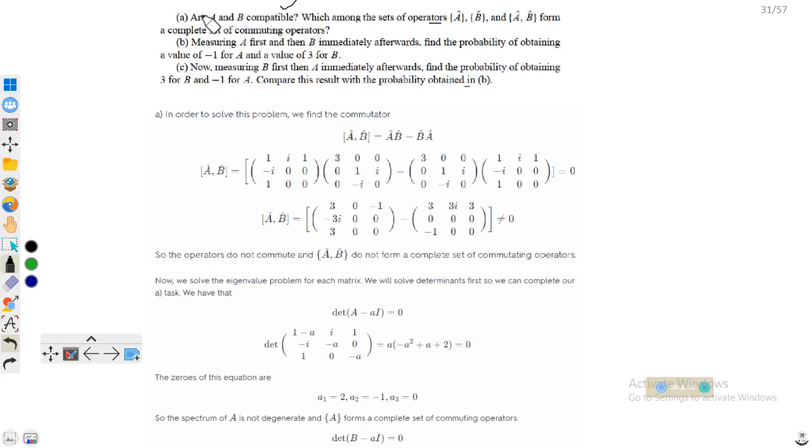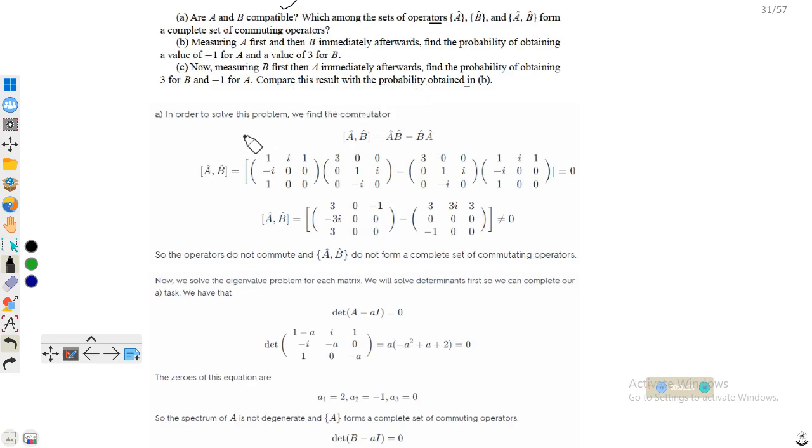The first part is, are A and B compatible? Which among the sets of operators A, B and AB form a complete set of commuting operators? Then, measuring A first and B after that, we have to find the probability of obtaining the value -1 for A and 3 for B. Similarly, measuring B first and then A, find the probability of obtaining 3 for B and -1 for A. Compare this result with the probability obtained in the previous part.